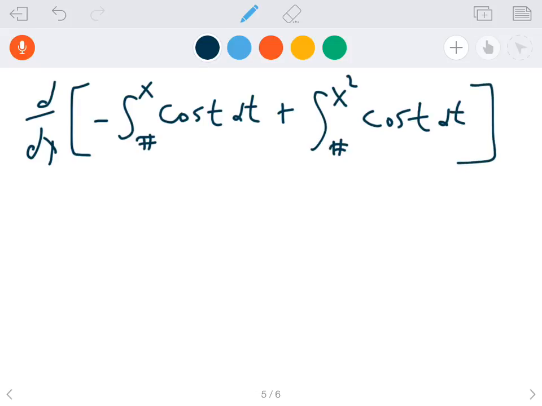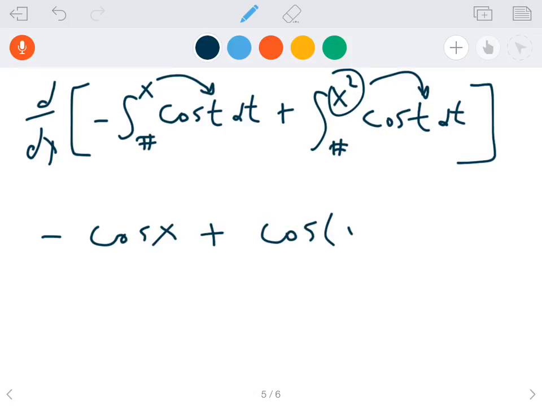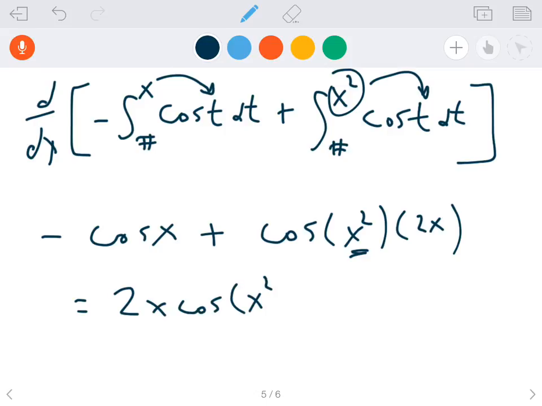And now I'm ready to go. So I'm going to leave that negative there. And so I can plug in x here. So this is cosine of x plus, and then I can plug this in for t. But it's a function, so I gotta multiply by its derivative. And I'm done. Just clean it up a little bit. That would be 2x cosine of x squared minus cosine of x.